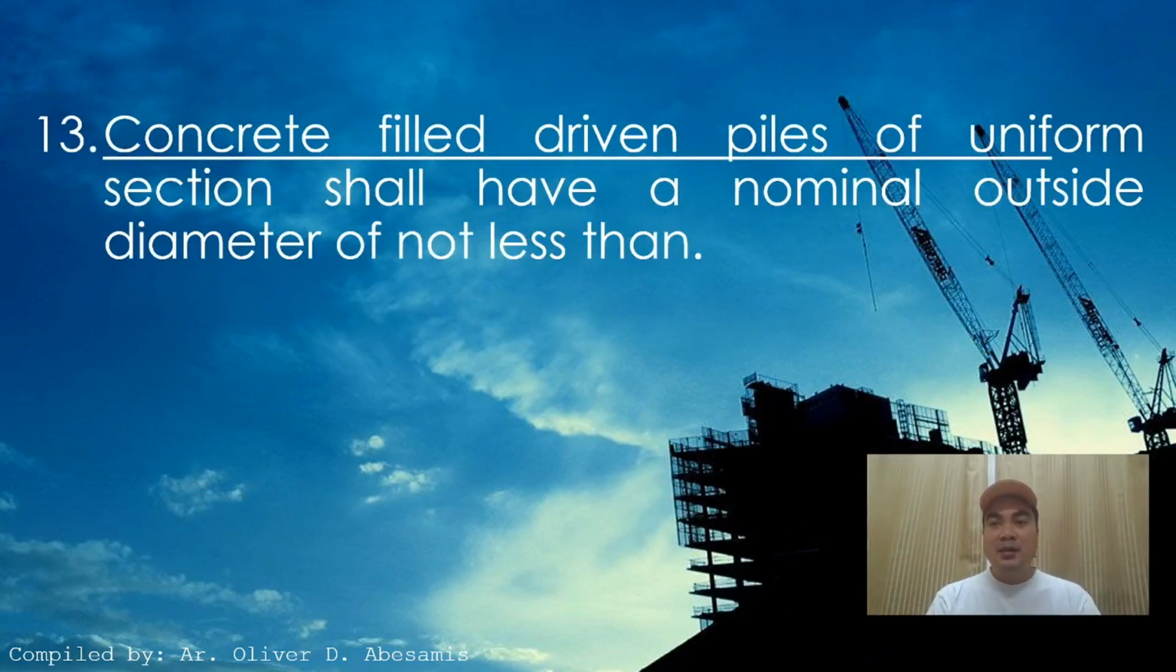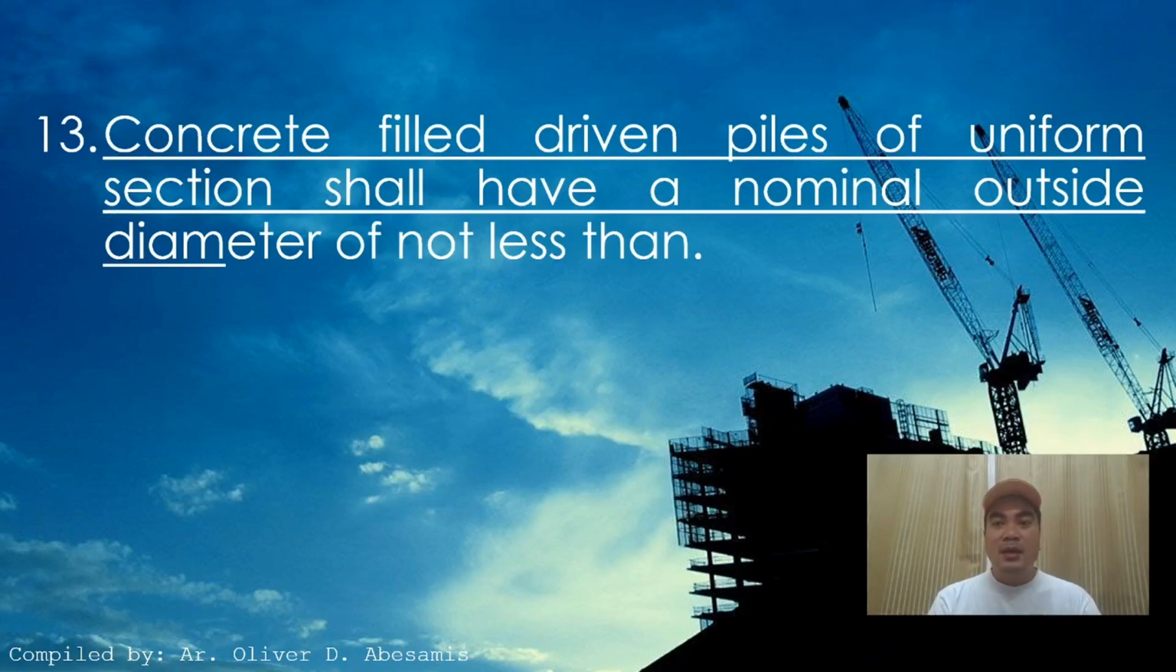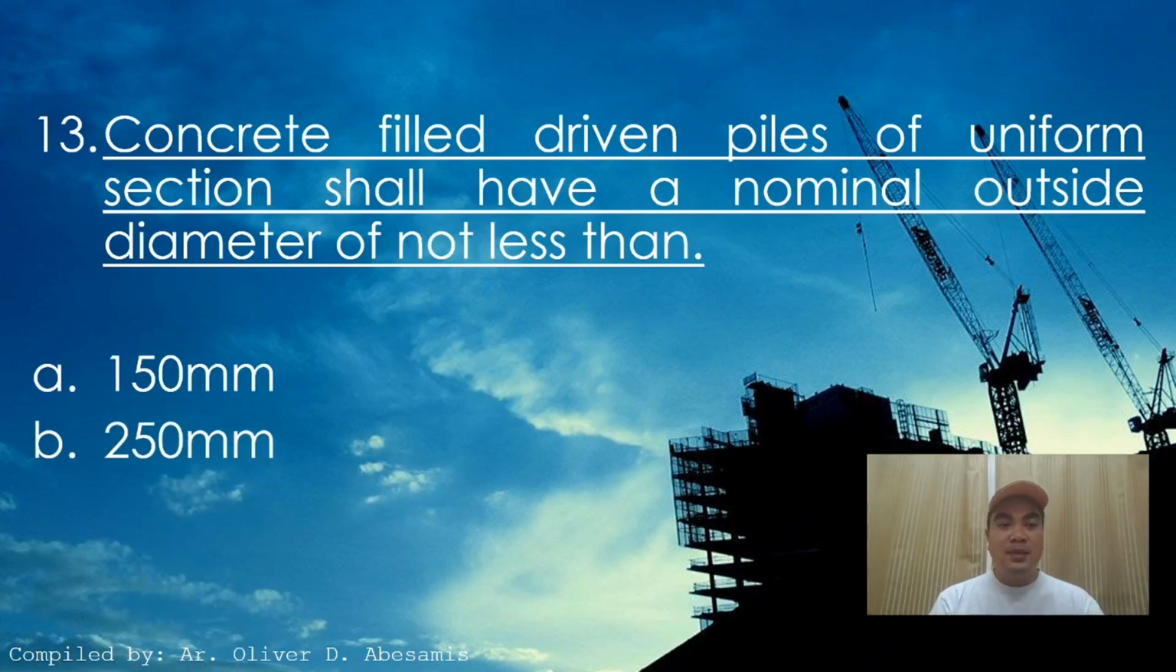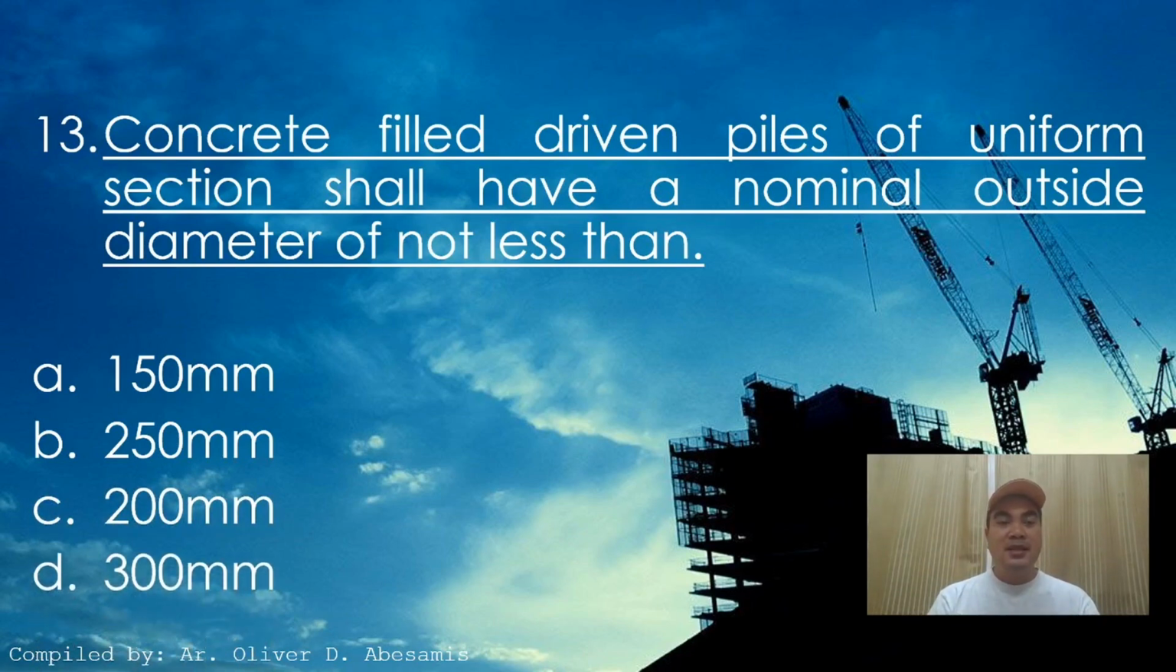Concrete filled driven piles of uniform section shall have a nominal outside diameter of not less than A. 150 mm, B. 250 mm, C. 200 mm, D. 300 mm. Answer? C. 200 mm.